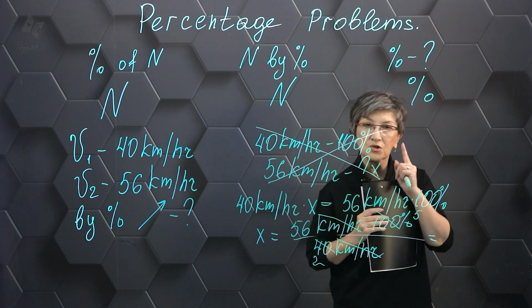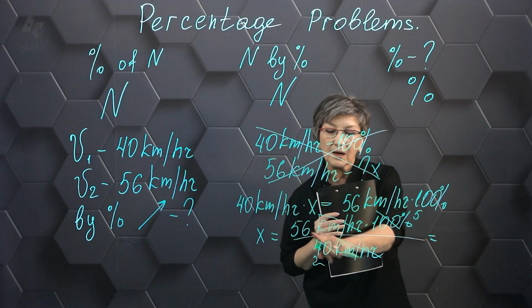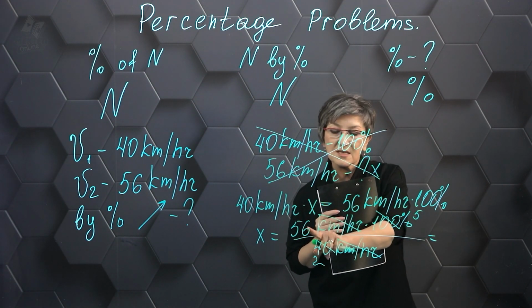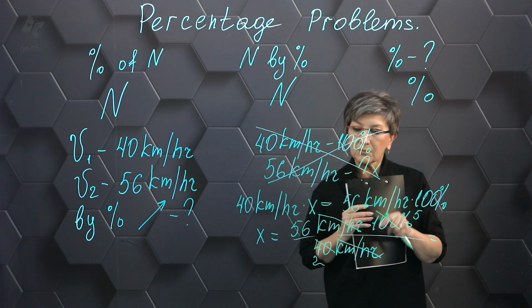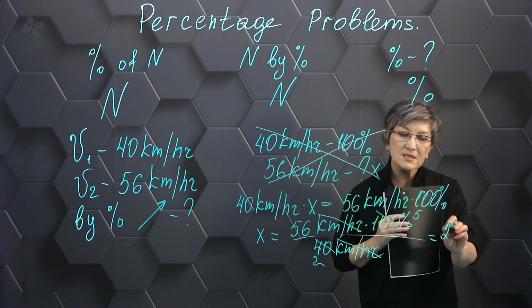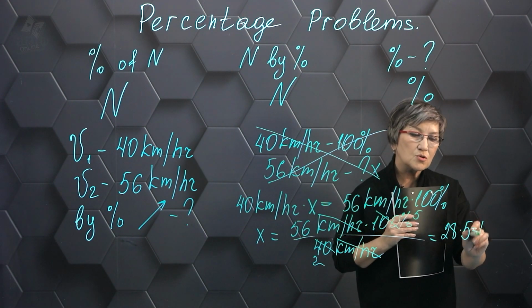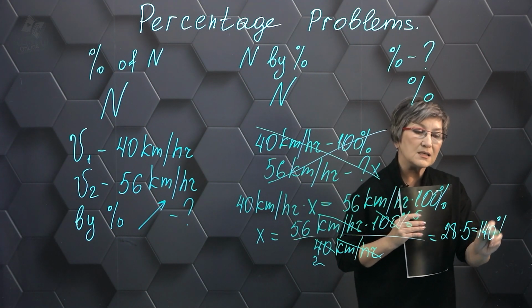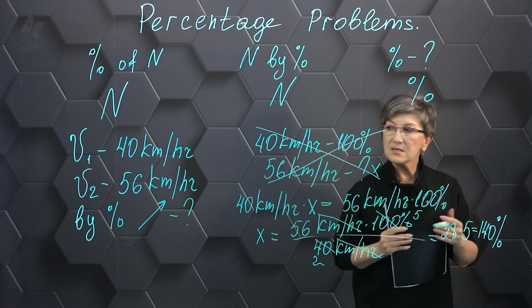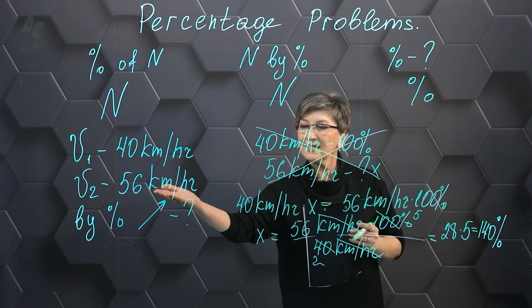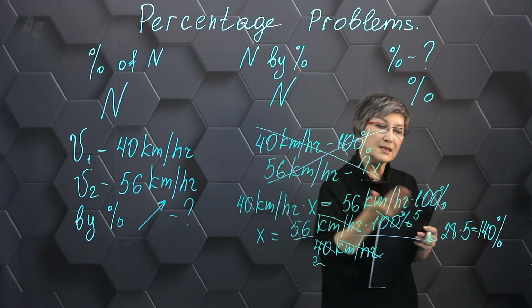The only thing is, we have to do one more thing. But for now, let's keep solving. 56 I divide by 2, that's 28. And 28 times 5 would be 140%. So, 56 kilometers per hour is 140%.